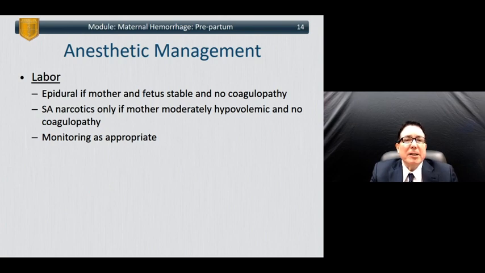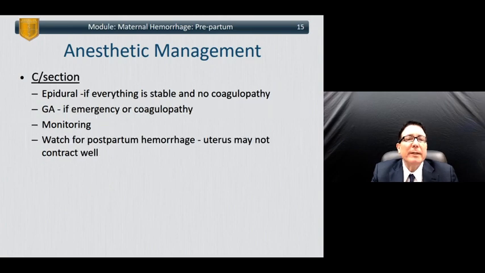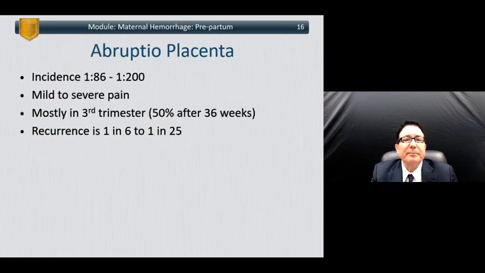For us, the anesthetic management for labor is epidural, if mother and fetus are stable and there's no coagulopathy. Subarachnoid narcotics only if the mother is moderately hypovolemic and no coagulopathy, and obviously monitoring as appropriate. For C-section, again, if everything is stable and no coagulopathy, epidural is perfectly fine. If it's an emergency, there's no time to place the block, or if there's any form of significant coagulopathy, then general anesthesia is the best way. Obviously, watch for postpartum hemorrhage because the uterus may not contract well.